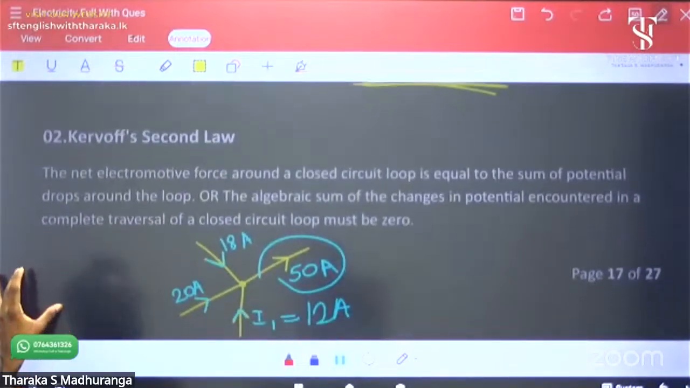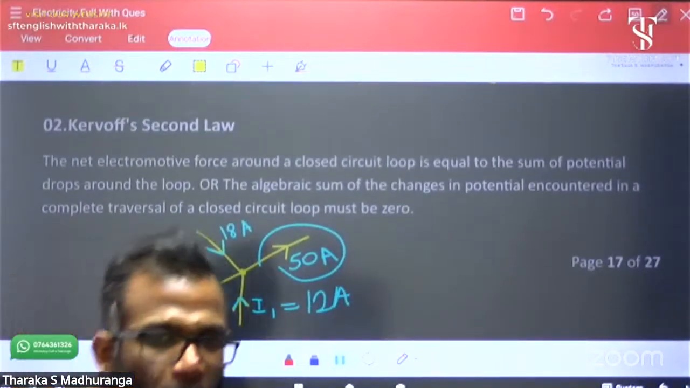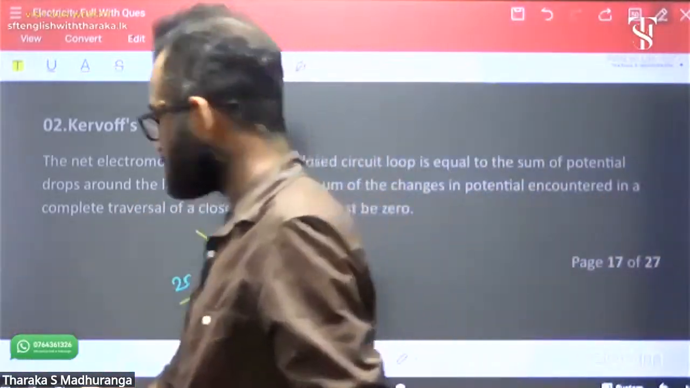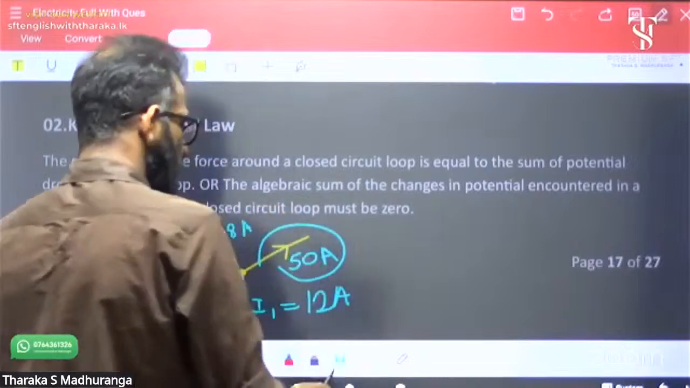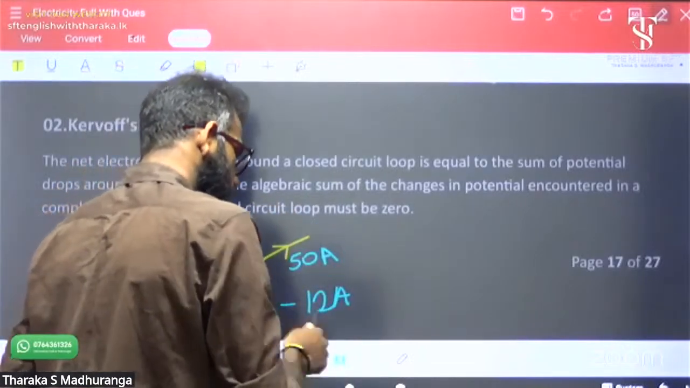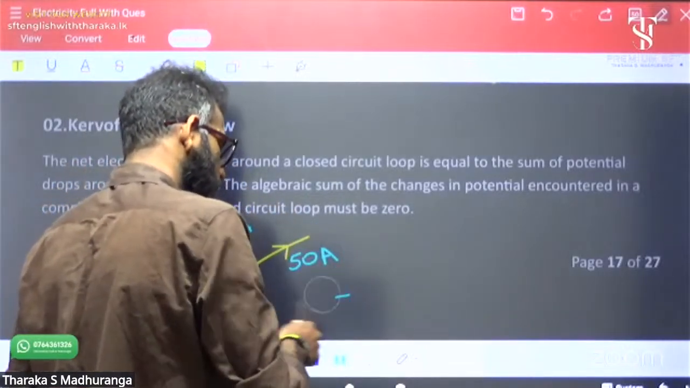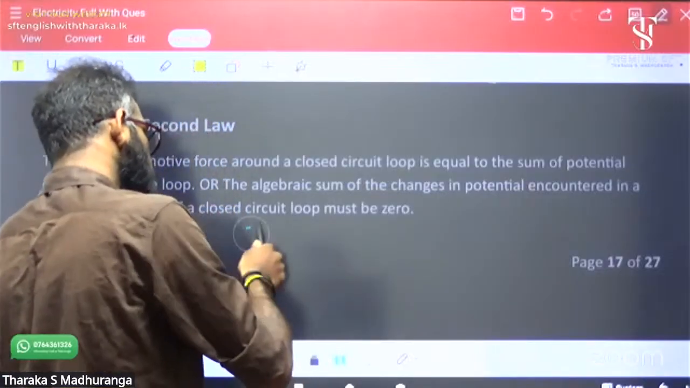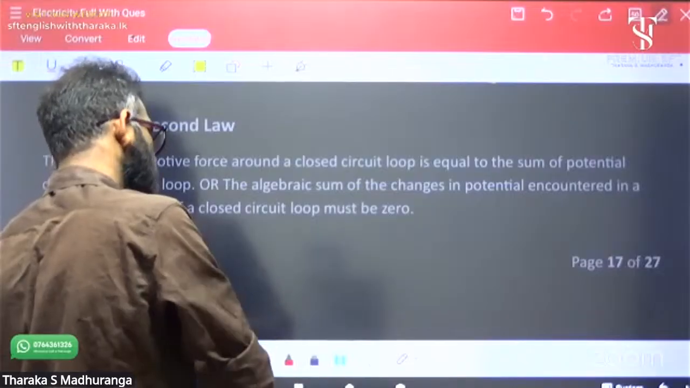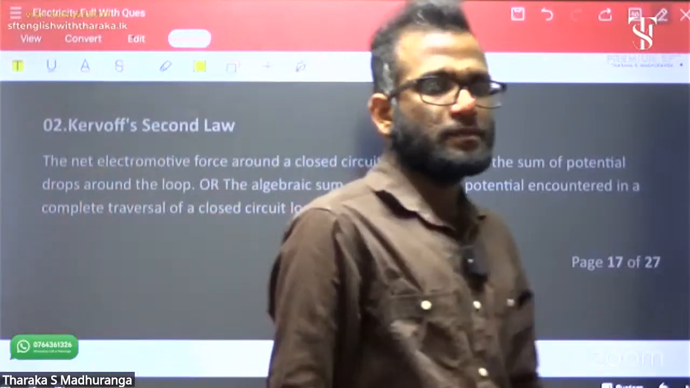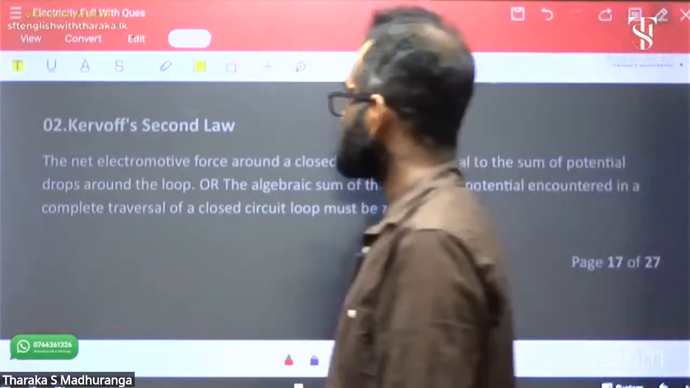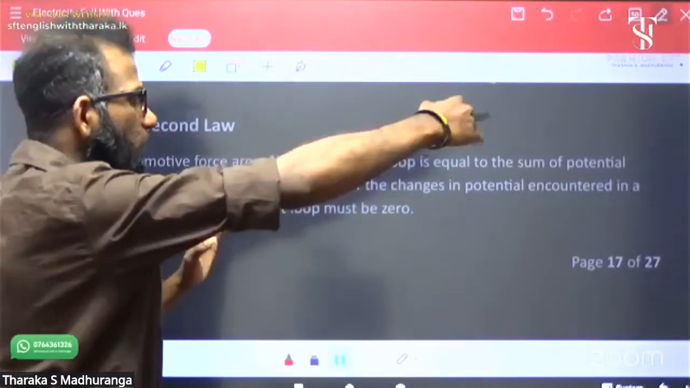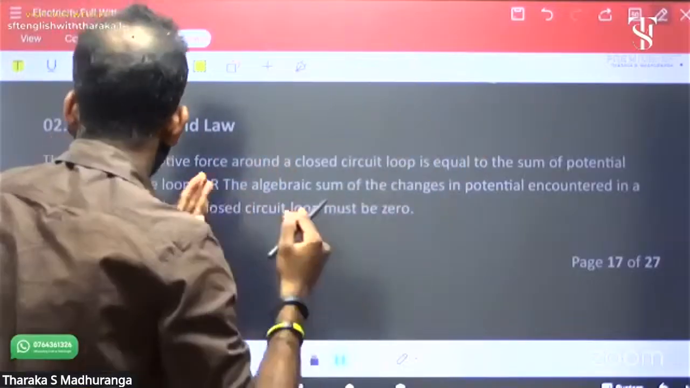Let's move into Kirchhoff's second law. Kirchhoff's second law is actually a little bit complex. Listen carefully. Kirchhoff's second law. First I will read this, then I will explain word by word.